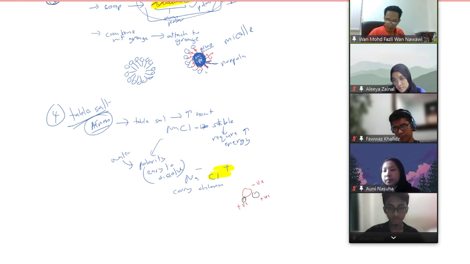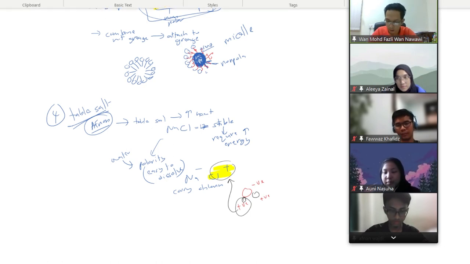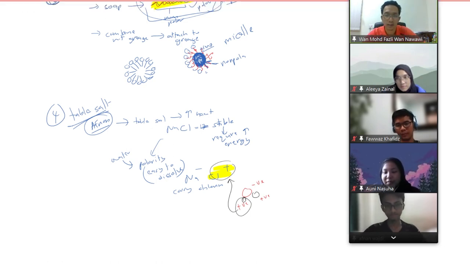Okay, so basically this positive part of the water, positive will attract to the negative. I mean, it's the other way around. How do I go back? There's no redo. I don't know what redo is. So basically, Control Z.